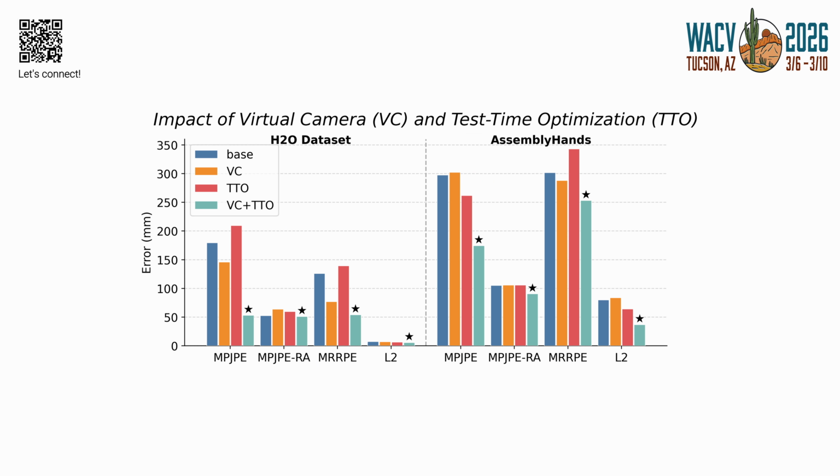Our ablations show that neither virtual camera alone nor TTO alone is enough. VC fixes the depth representation, but has no mechanism to adapt at test time. TTO without VC still overfits to source intrinsics. Only combining them gives you the full benefit.